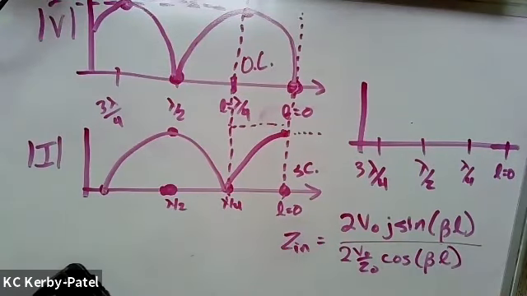So if you were in a group who worked out using that equation and figured out that the input impedance to a transmission line terminated with a short circuit is j tangent beta L times Z naught, you were right.